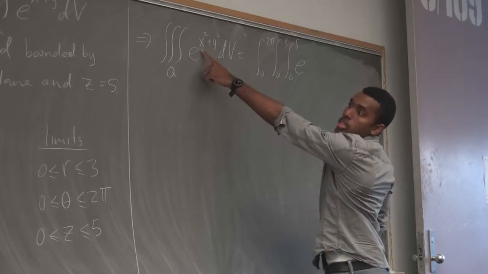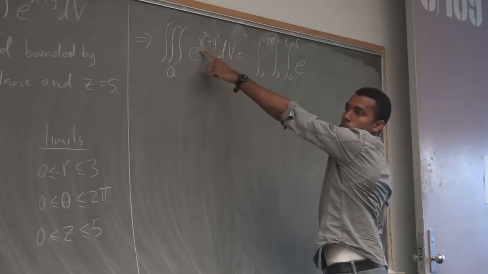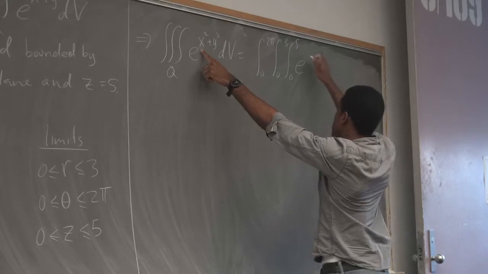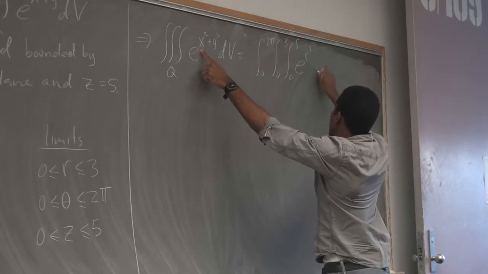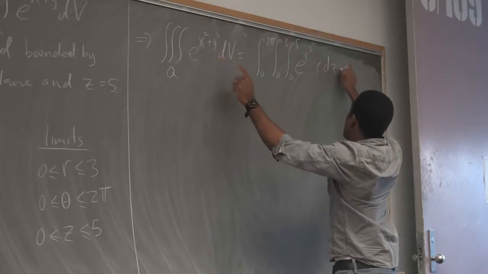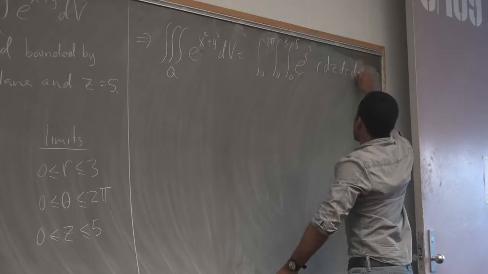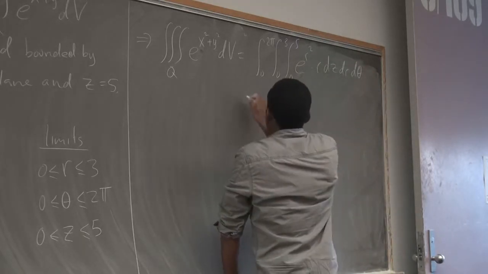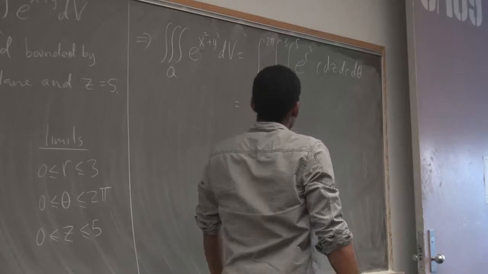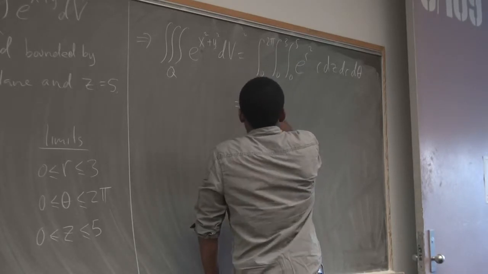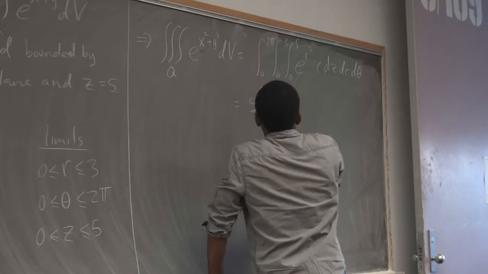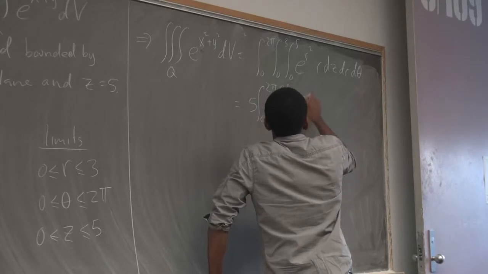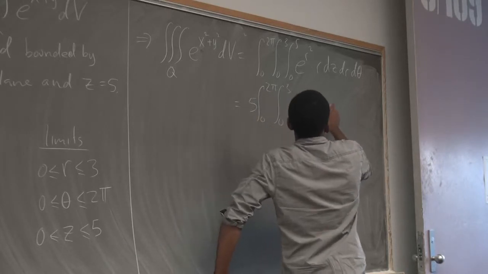Now where I see x, remember I replace with r cosine theta, y replace with r sine theta, so x squared plus y squared is r squared. And then I have r dz dr d theta. So if I do that, that's just going to give me the integral from 0 to 5, 0 to 2 pi, 0 to 3, e to the r squared r.